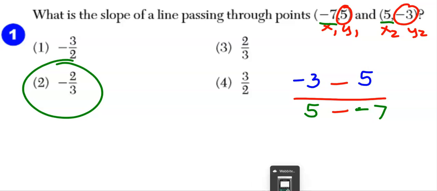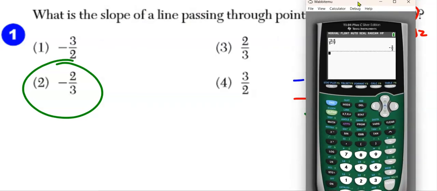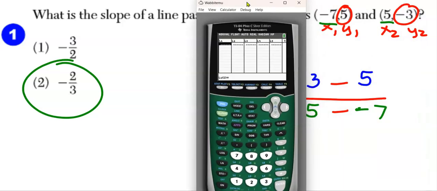Again, to use the TI-84 without computing using the slope formula, you could have gone to the Stat Edit button and typed in your 2 points, which were negative 7, 5, so negative 7 in list 1, and then 5 in list 2, and then the second point was 5, negative 3.